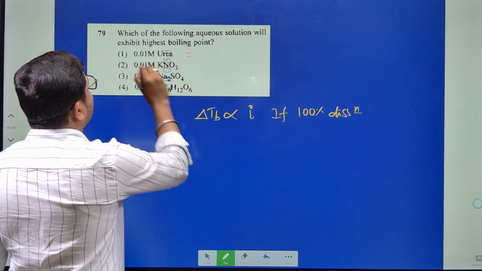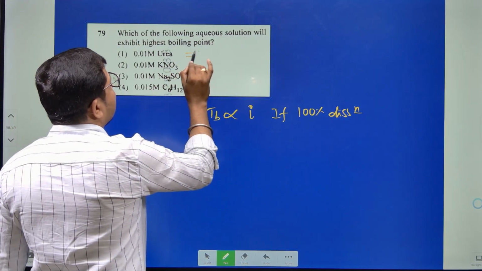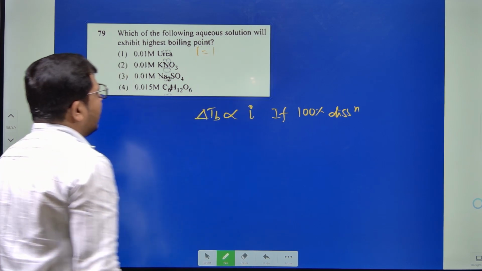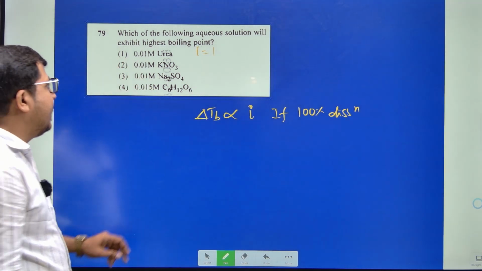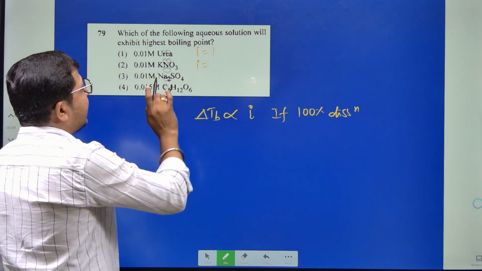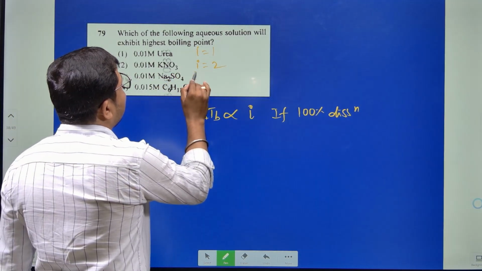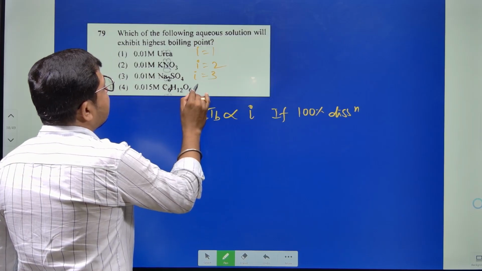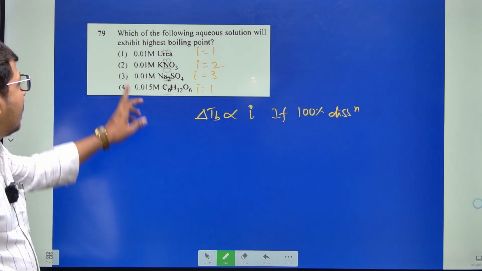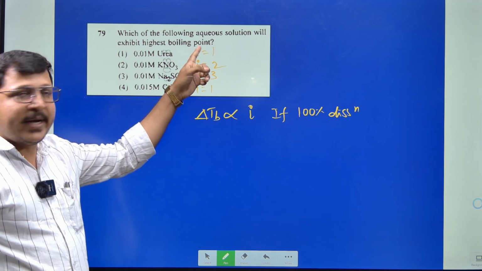The i value of 0.01 molar urea is 1. For KNO3, 100% dissociation takes place, so the number of ions is 2. For Na2SO4, i is equal to 3, and for C6H12O6 glucose, the i value is also 1. Therefore, the number of ions in these 4 components decides it; for urea and glucose there are no ions, that's why the i value is 1.